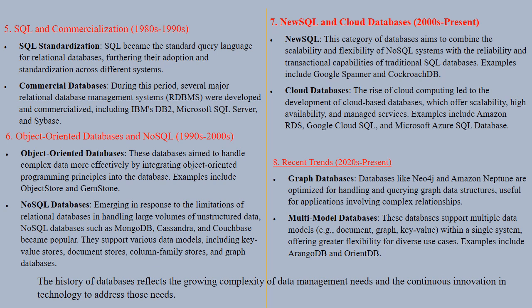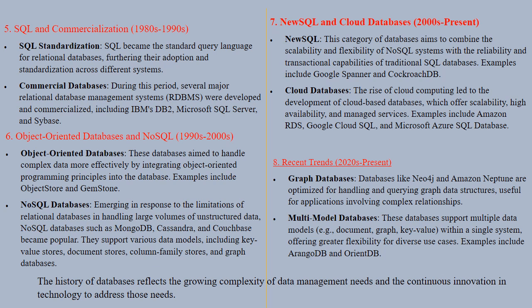6. Object-oriented databases and NoSQL, 1990s to 2000s. Object-oriented databases. These databases aim to handle complex data more effectively by integrating object-oriented programming principles into the database. Examples include ObjectStore and GemStone.